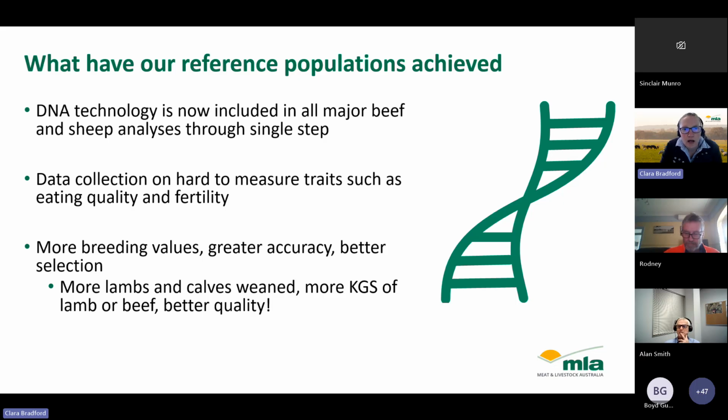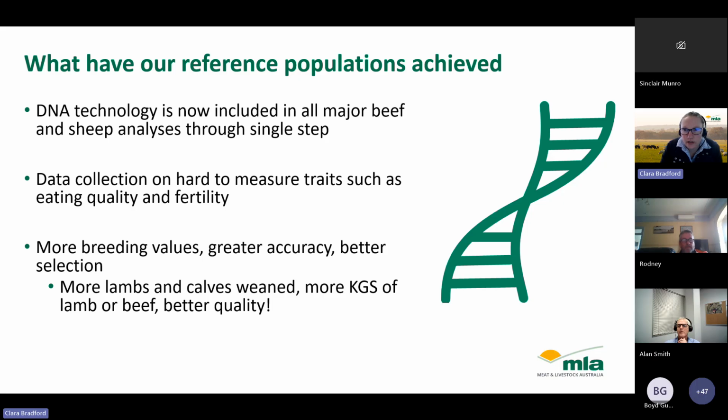We also have been able to collect hard to measure traits such as eating quality and fertility. Particularly for sheep, we've been able to select and measure eating quality traits in the reference population without seed stock animals having to be slaughtered. You'll see an example of that next. And then fertility is another one where they're quite later in life traits, and so the collection of that information has enabled the selection of younger bulls that have more accurate fertility information on them.